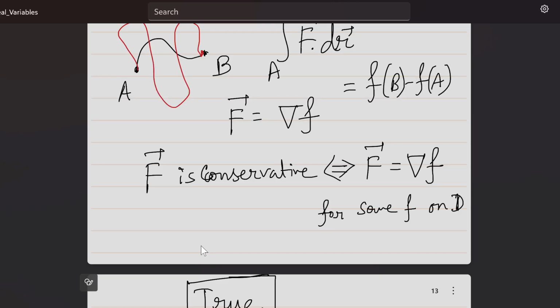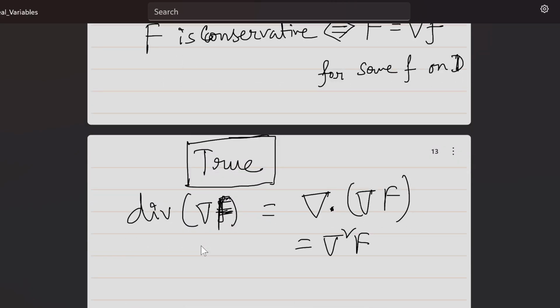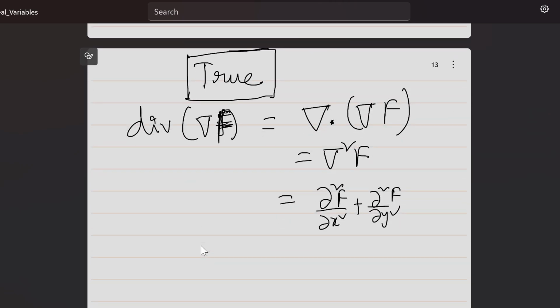Divergence of grad f. This is called the Laplacian, as in the Laplace equation. Laplacian means del 2 del x2 plus del 2 del y2. So you know that divergence means what? I will just shortly explain in 2D.